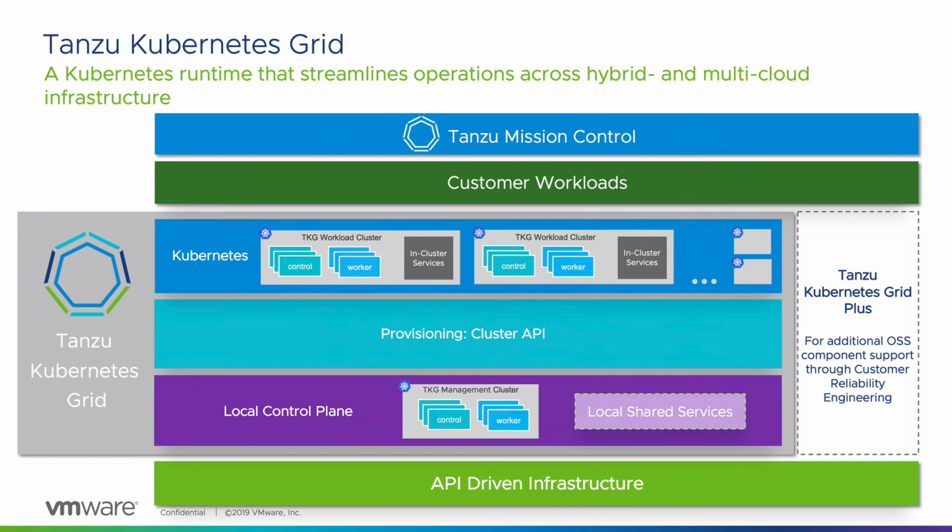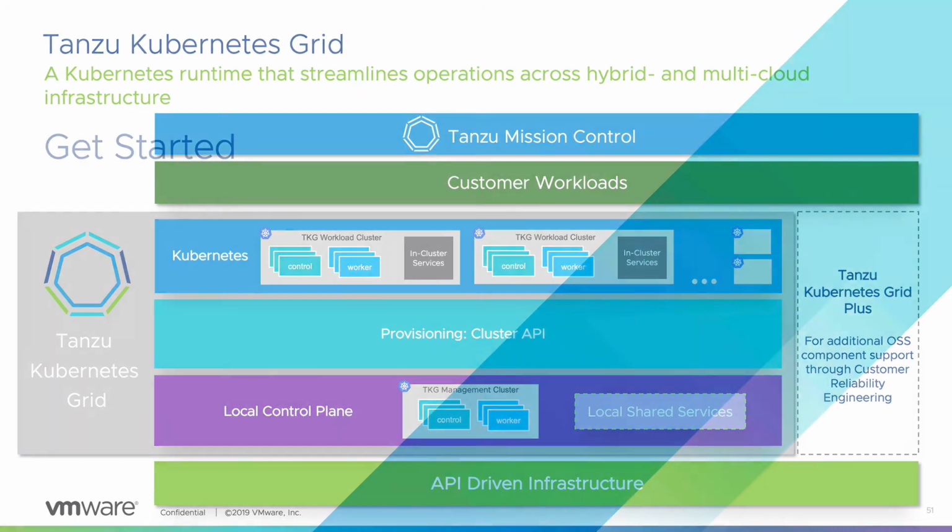There's also an additional service called Tanzu Kubernetes Grid Plus. It allows more open source components to be supported. You also get a more hand-held experience, where our customer reliability engineering team will assist you with not only the architecture, but also some of the upgrade processes for Kubernetes. So it is an easy way to get started, and a good way to understand how they can help you on that journey as well.